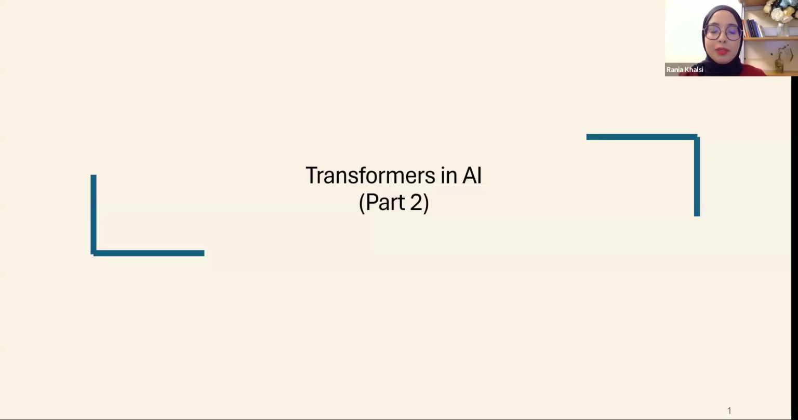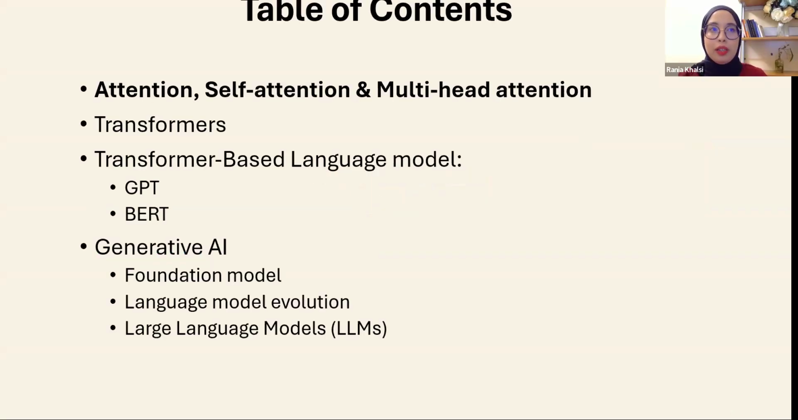Hi everyone. So today we will be covering the second part of transformers in AI. In the last video we went through the motivation, like the attention mechanism, how it works, self-attention, multi-head attention, and all that. That was to prepare us to move forward and learn more about transformers. So today we'll see the architecture of transformers, how they work, and maybe we will focus on transformer-based language models.